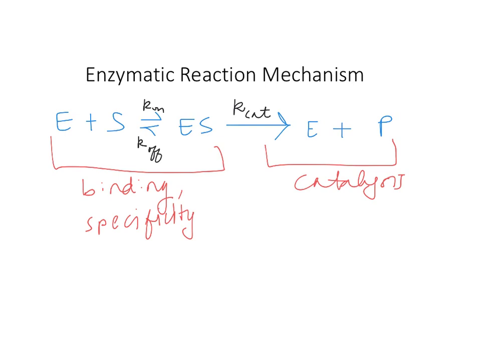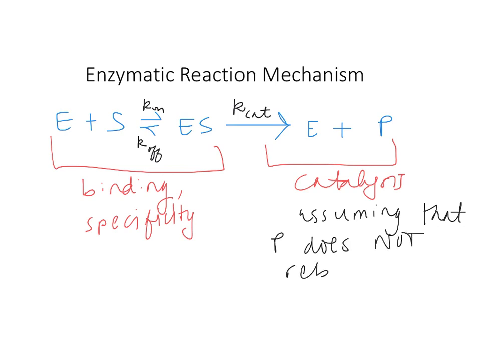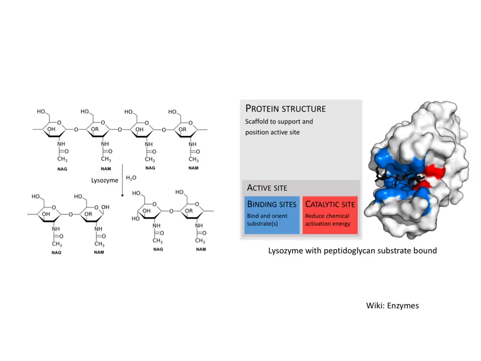One other thing that we should know, in this most simplified version, we are assuming that product does not rebind to enzyme. That's why we have a single-headed arrow in the second part of this, because we're assuming that product does not rebind. So in today's video we're going to focus on just this first part, and then videos later will focus on catalysis. So again, today is just about binding and specificity and the thermodynamics of that. It's not about catalysis. That will come later.